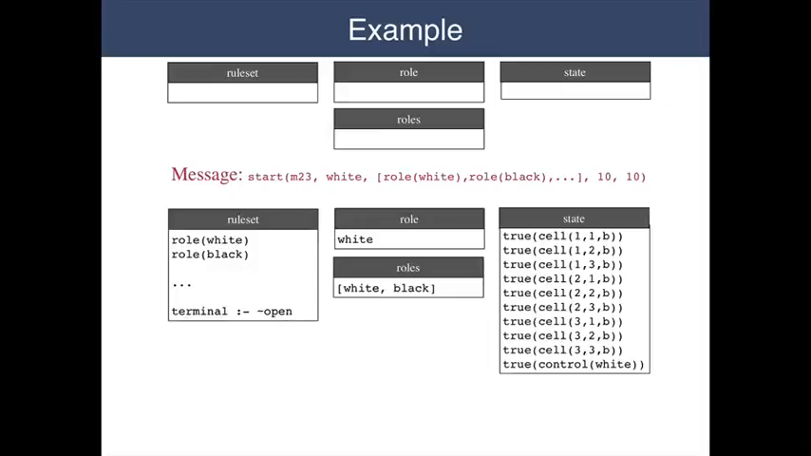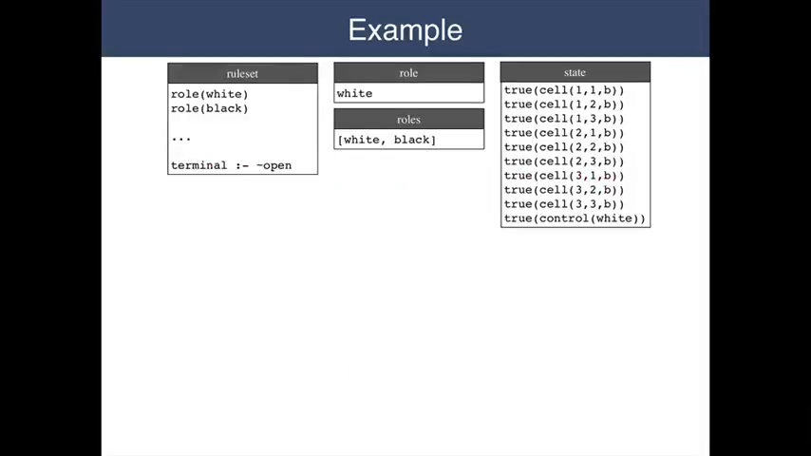On receipt of the message, the player code calls the start handler. This records the game description in the rule set variable, and the player's role in the role variable. It then computes roles from the game description and the initial state. The returned value is ready, which is then sent back to the game manager by the listener loop.